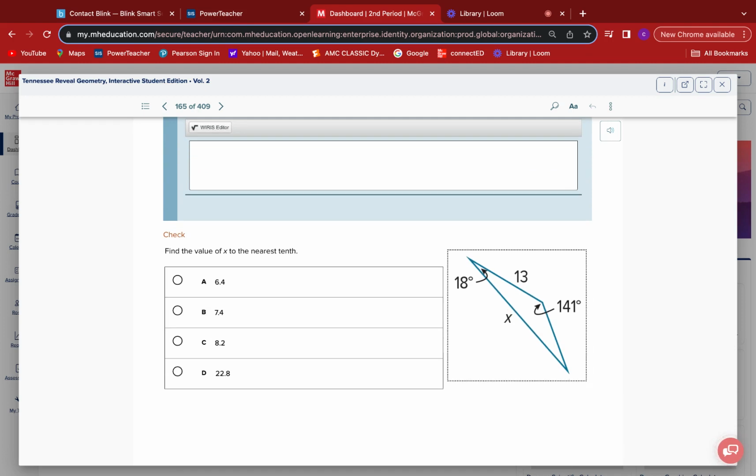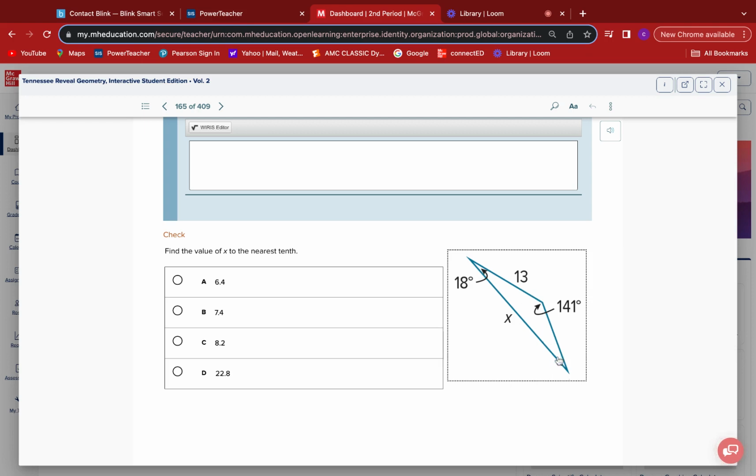I need to realize it's not a right triangle, so it's either the law of sines or the law of cosines, and I have a matching set. I have 141 degrees, which opens up to be opposite side x. Ooh, all right, this is one of those trick questions again. I have angle 18, but its opposite side is unknown. I have a 13 side, but its opposite angle is unknown.